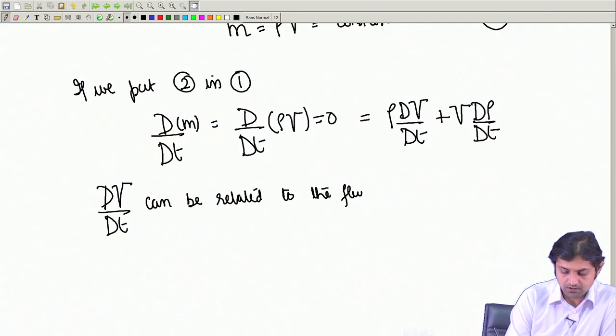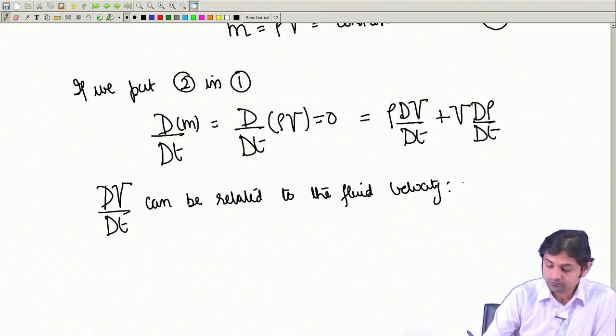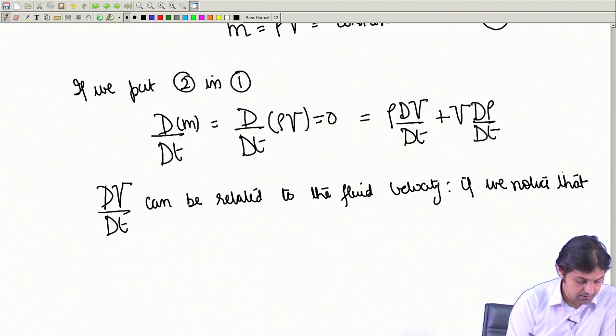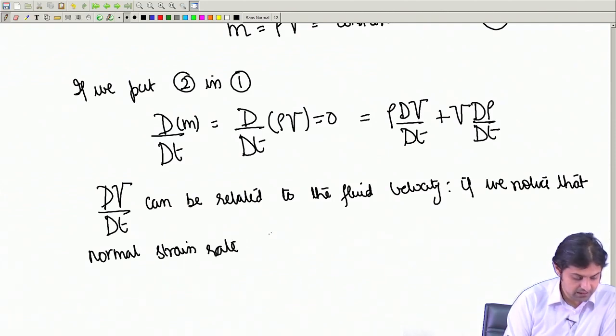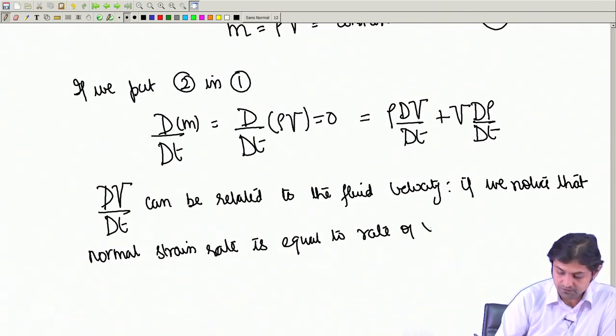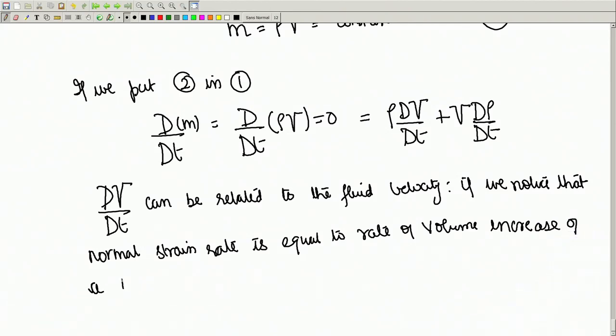to the fluid velocity. How? If we notice that the normal strain rate is equal to the rate of volume increase of a particle per unit volume. So, the normal strain rate actually is equal to the rate of volume increase of a particle per unit volume, all right.